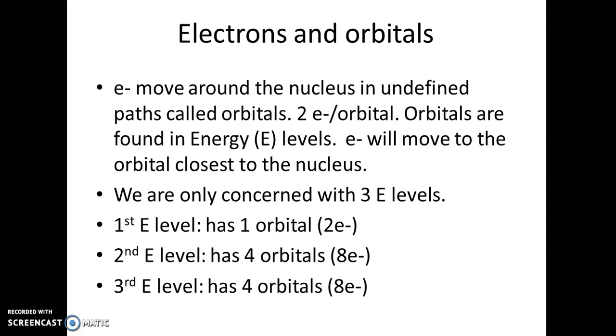Now, as biologists, we are only concerned with 3 energy levels. The first energy level has 1 orbital and contains 2 electrons. The second energy level has 4 orbitals, which means that they have a maximum number of 8 electrons. And the third energy level also has 4 orbitals for a maximum number of 8 electrons.